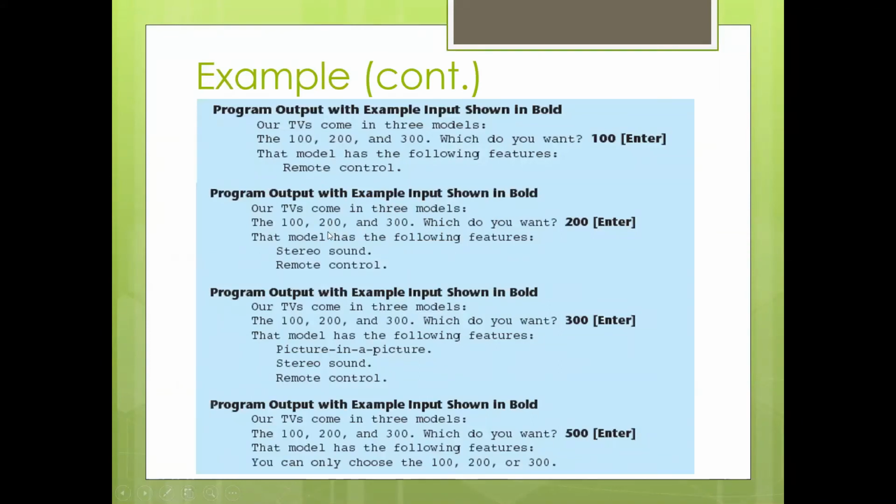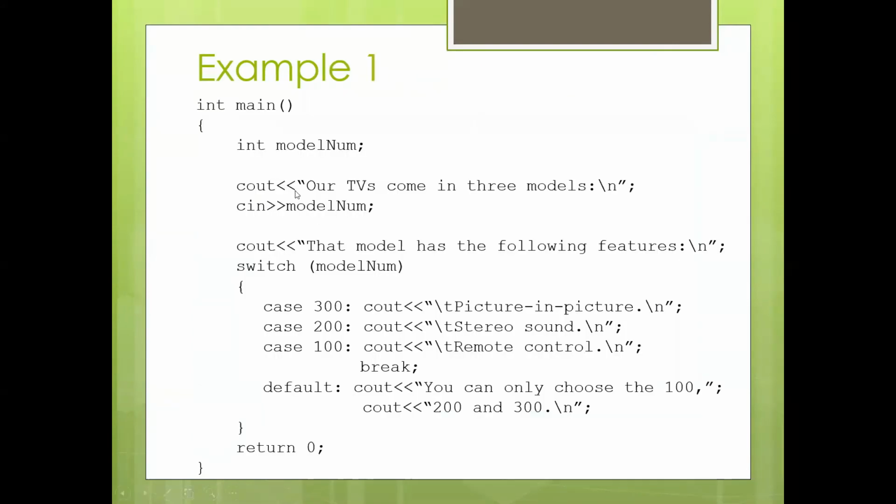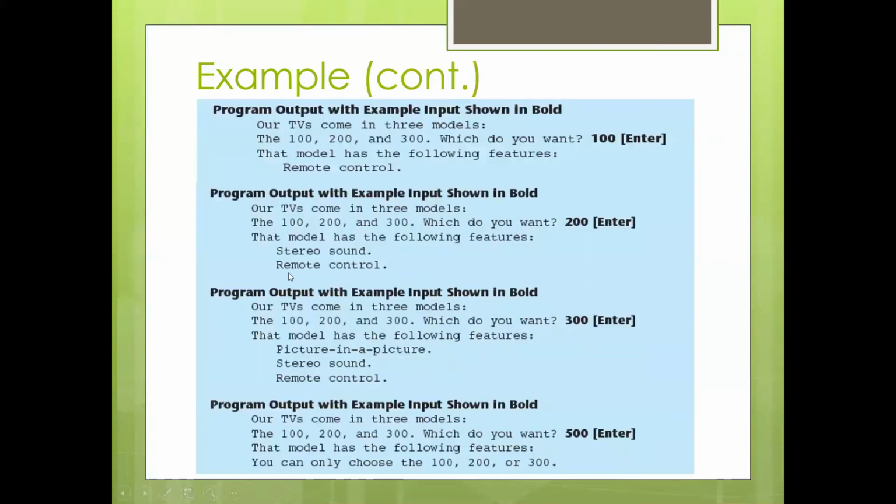So what happen if user input the 200? So you tengok dia keluarkan stereo sound dengan remote control. Kenapa dia keluarkan dua? Sepatutnya dia keluarkan satu sahaja. So ini terjadi kenapa? Okay, kalau awak nampak dekat sini. Okay, so case 200. Case 200 dia masukkan case 200.